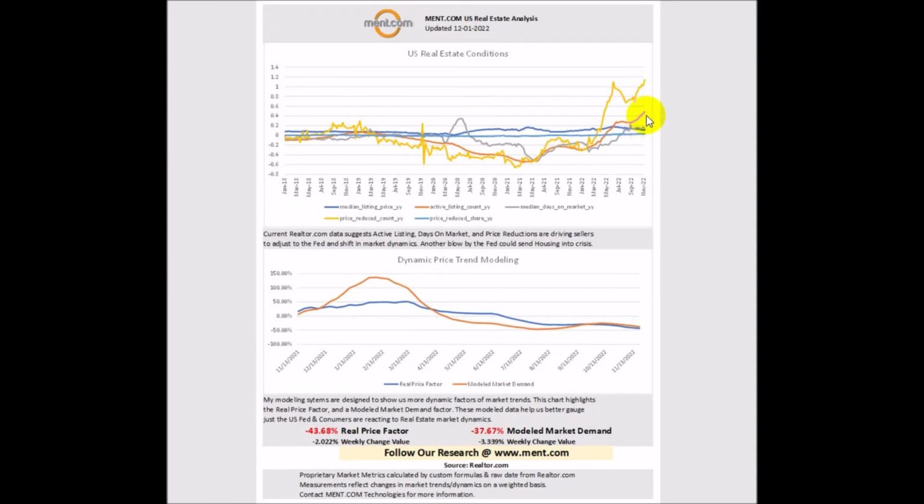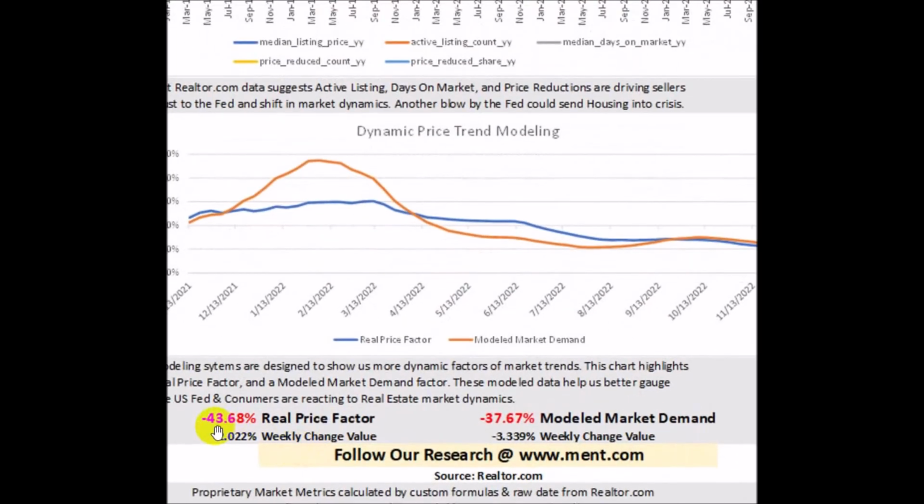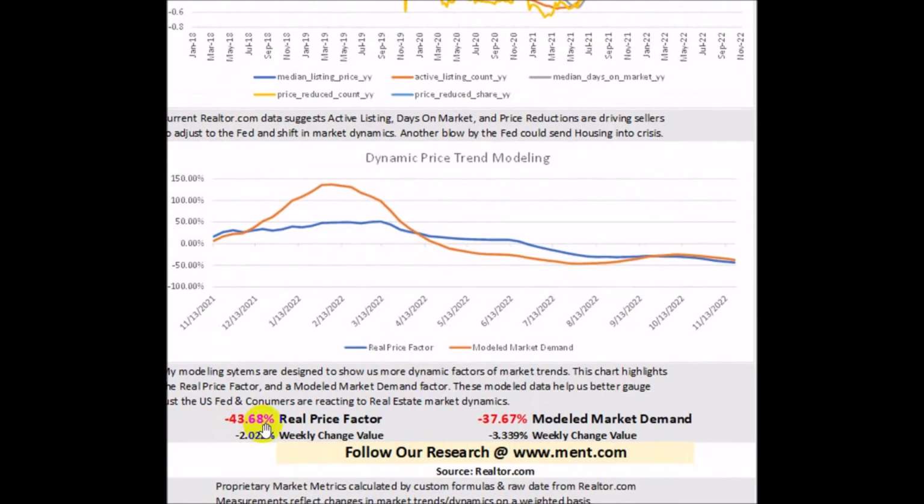Price reduction count is increasing. The reduced share is increasing still. Days on market have stayed flat. What's happening here, ladies and gentlemen, is average days on market is about 7 or 8 right now from the negative area where they were. I expect this to move higher. It's going to slide into a bit of a higher trend. Real estate conditions will continue to move lower. Modeled market demand is at minus 43% here, which means that the price factor has dropped considerably.